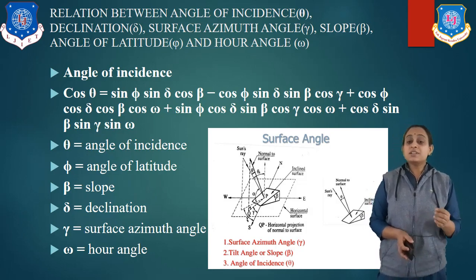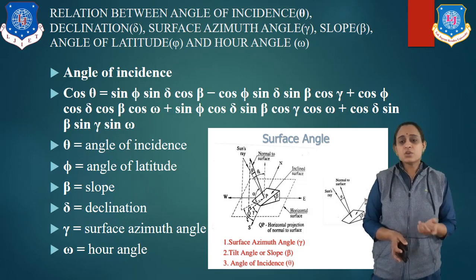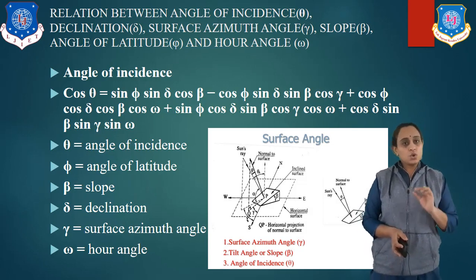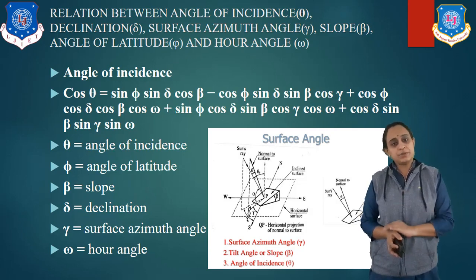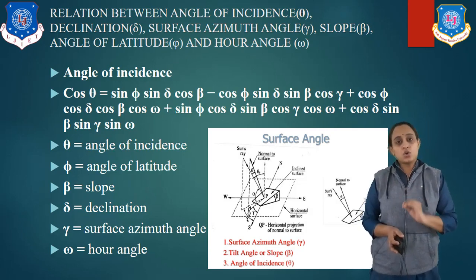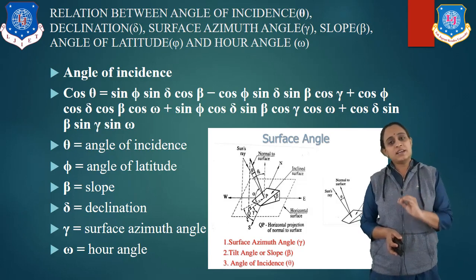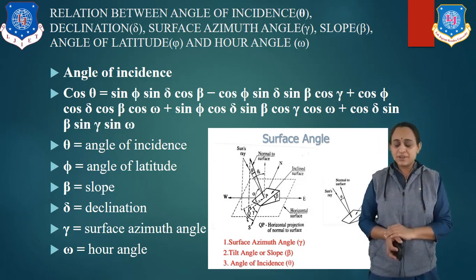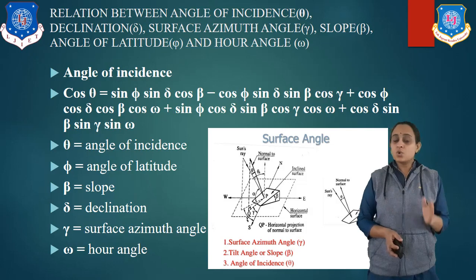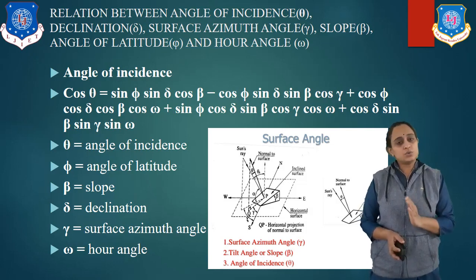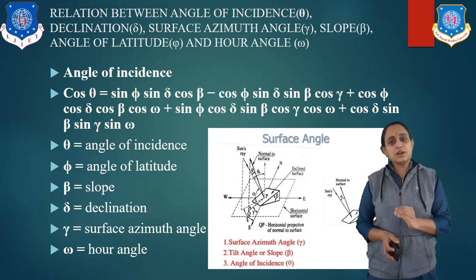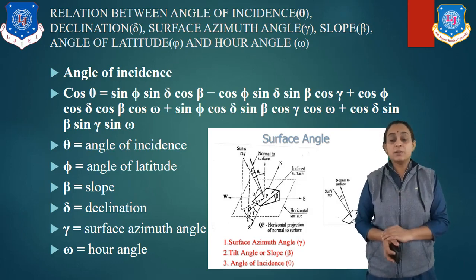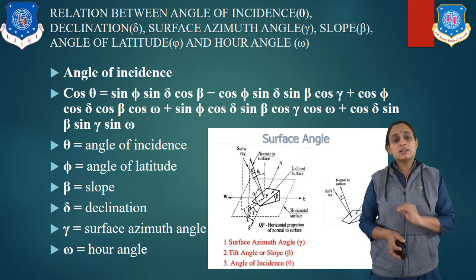So now what is the basic equation? The basic equation is cos theta equals sin phi sin delta cos beta minus cos phi sin delta sin beta cos gamma plus cos phi cos delta cos beta cos omega plus sin phi cos delta sin beta cos gamma cos omega plus cos delta sin beta sin gamma sin omega.